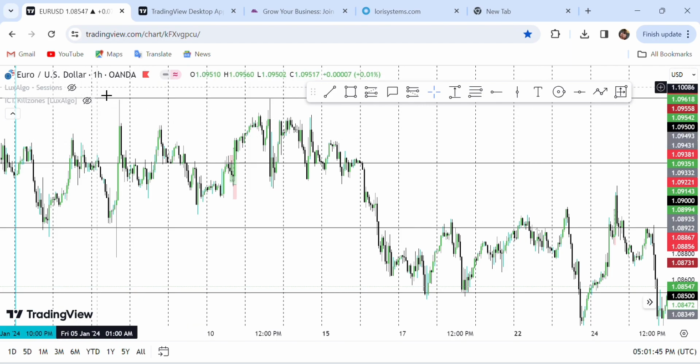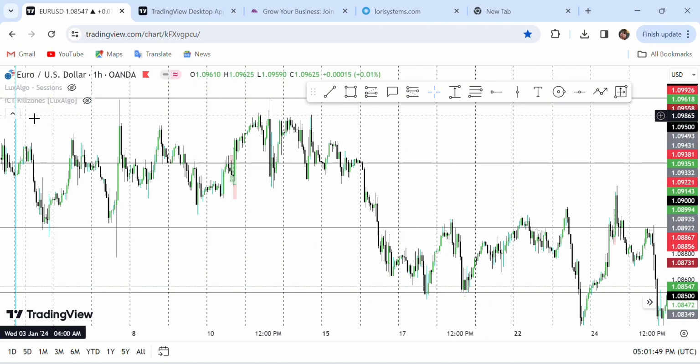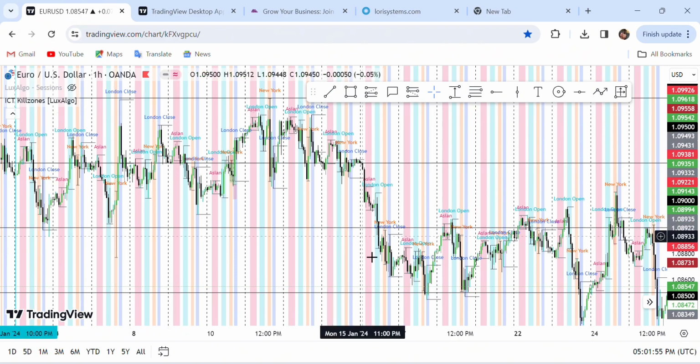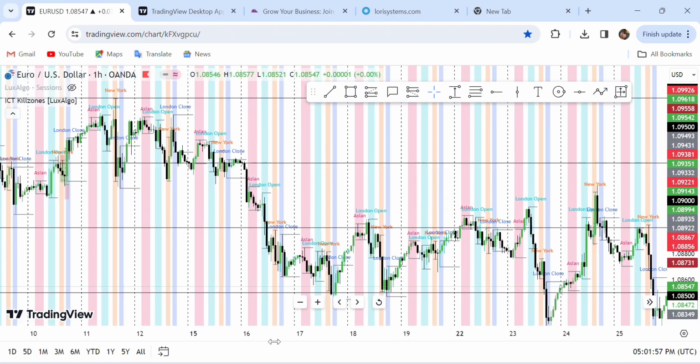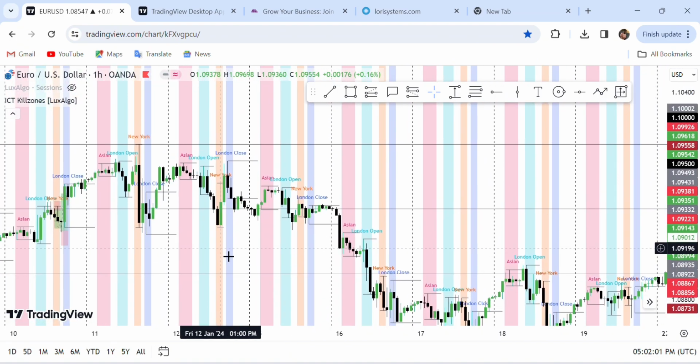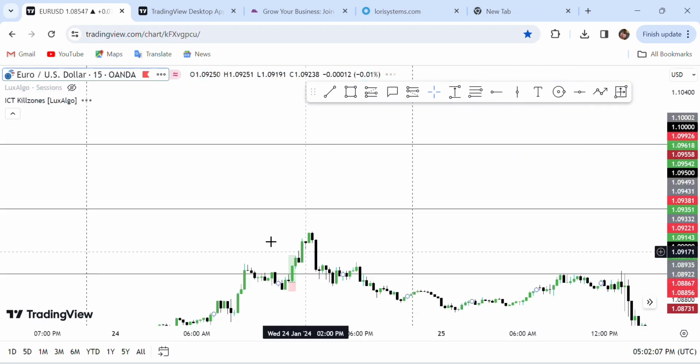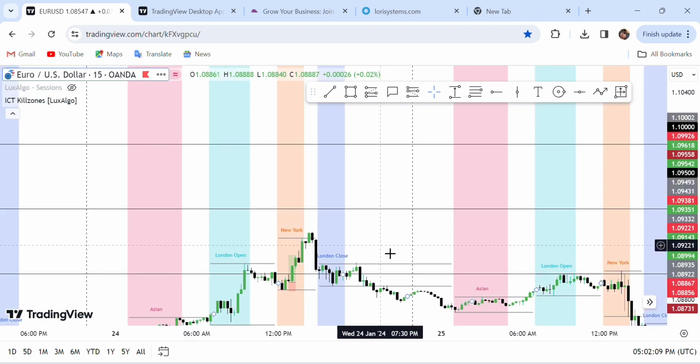We are currently on the 1 hour time frame. So we are now going to employ our ICT kill zones indicator. Once we do that, we can see that our chart looks very cumbersome. So in order for us to have a very clear view on what price is doing, let's just drop down into the 15 minutes time frame, and then now we can have something much more clearer.